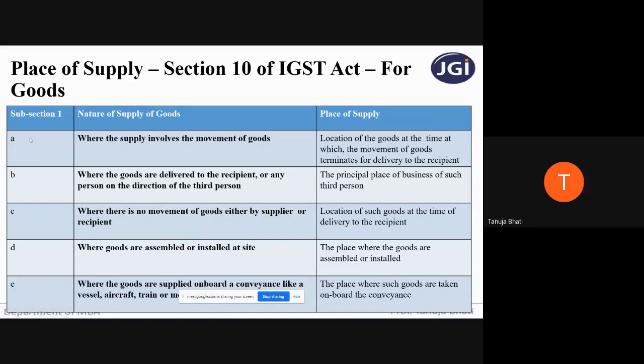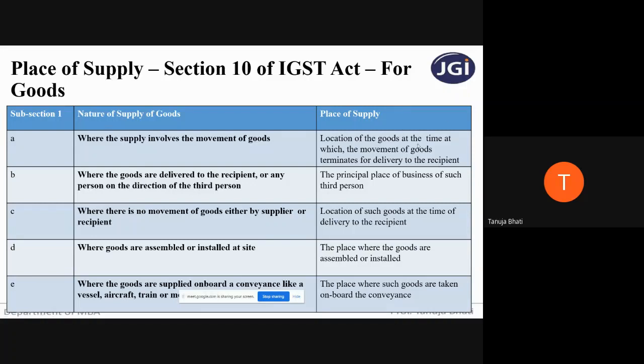So let us take first subsection 1, clause A, where the supply involves the movement of goods. So students, where there is a movement of goods, the place of supply will be the location of the goods at the time at which the movement of goods terminates for delivery to the recipient. So remember students, where the supply is involving a movement of goods. Goods are moving from, suppose, Karnataka to Maharashtra. So when the goods are moving from Karnataka to Maharashtra, what is going to be the place of supply? Maharashtra, because that is the place where the delivery is going to terminate. That is, after Maharashtra, the delivery is not going to happen further.